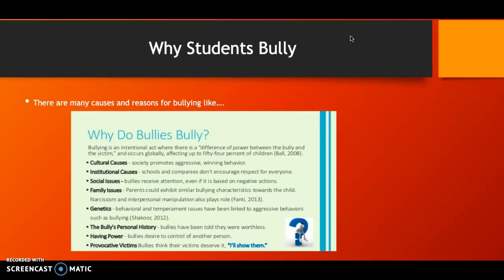The bully's personal history also plays a role in the why of bullying. This again can circle back to family life, older siblings bullying, maybe being bullied when you were younger, or being led to believe by a parent or guardian that you were worthless. Bullies also enjoy having power over other people and may even sometimes feel that these people they are bullying deserve it.